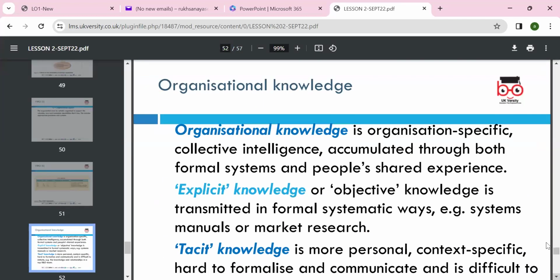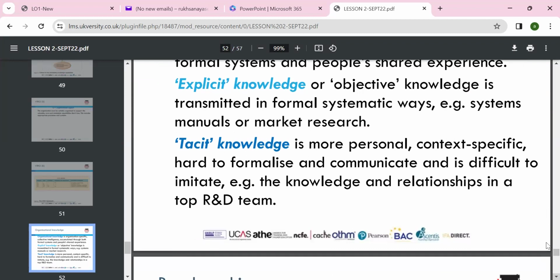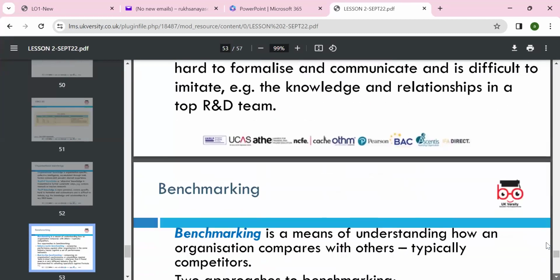Okay, organizational knowledge is the organization-specific collective intelligence accumulated through explicit knowledge objectives. This knowledge is transmitted through formal systems, and tacit knowledge is more personal and contextual. It is hard to formalize and communicate, so it is difficult to imitate, and it relates to knowledge and the relationship with HR.